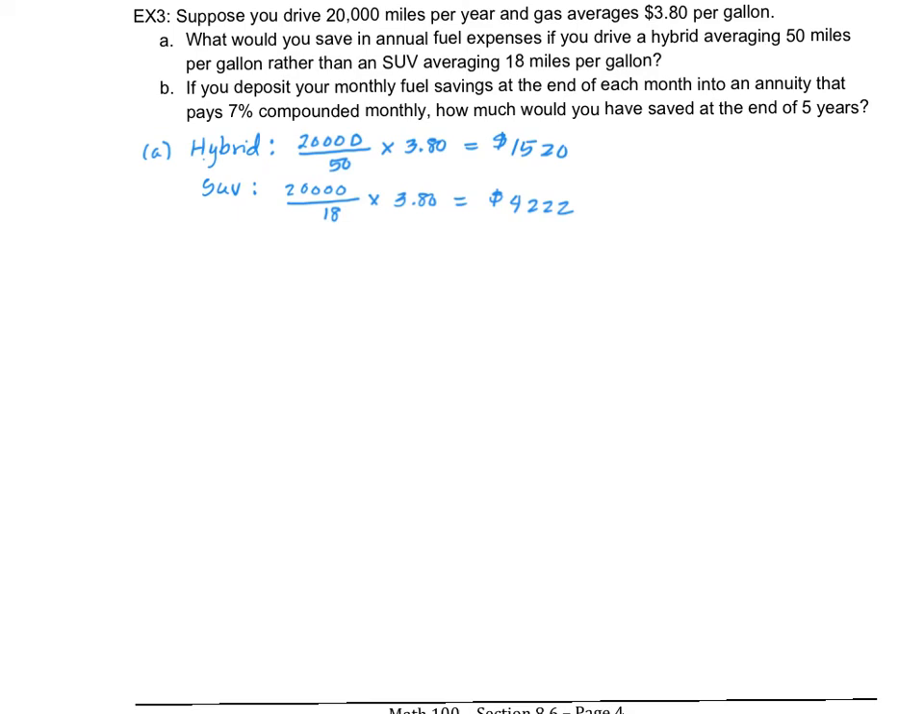So let's compare them. The savings with the hybrid would be 4222 minus 1520, and it's quite a bit. It's $2,702. That would be your yearly savings.